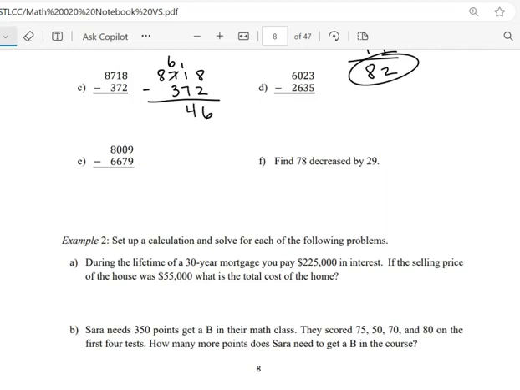And then now when you come to the next digit, it is a 6 now. 6 minus 3 is a 3. And 8 is untouched, so you get 8,346. All right, so the next part is you have 6,023 minus 2,635. So let's rewrite it.